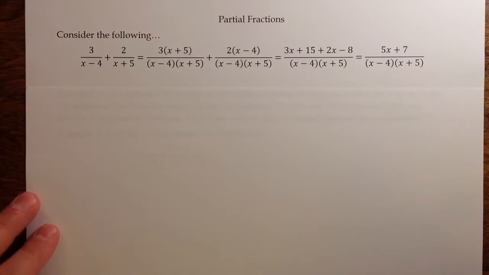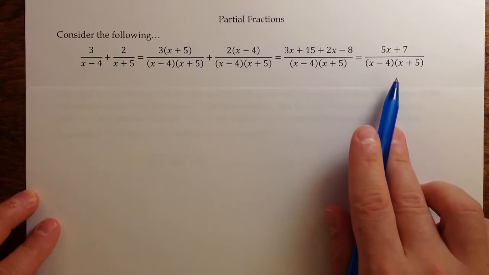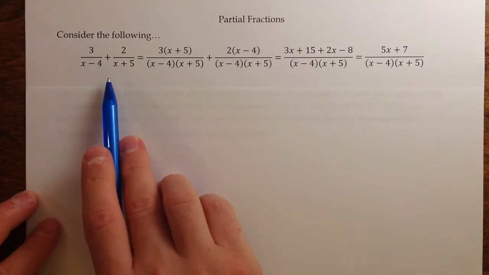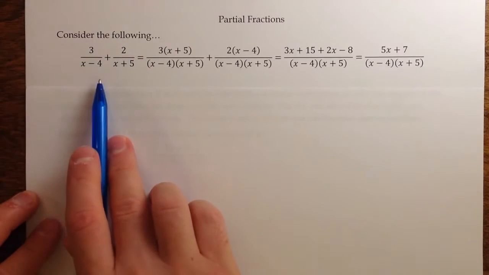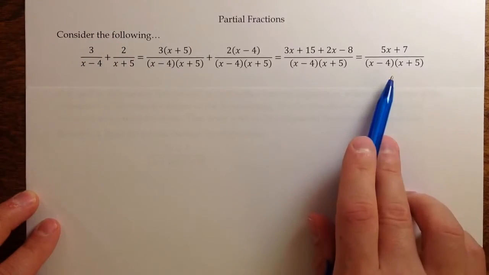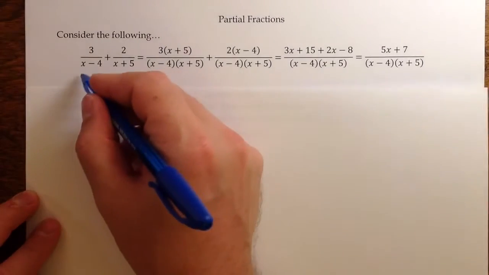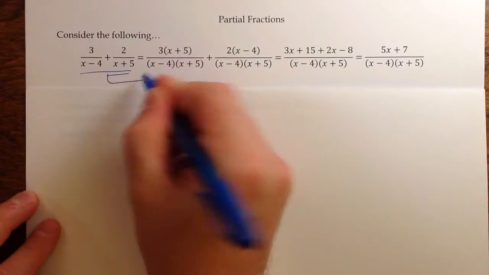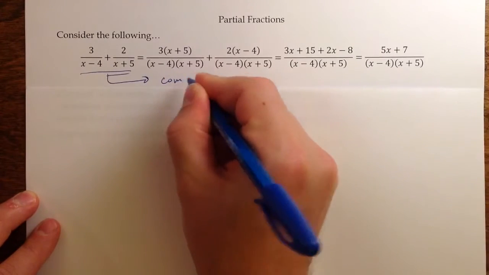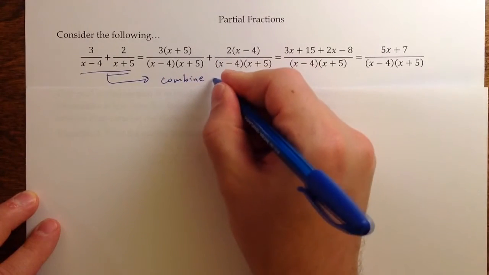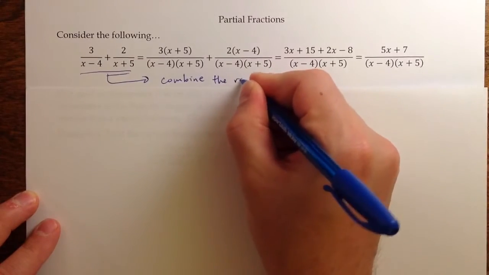Let's take a look at the process of creating a partial fraction decomposition of a rational expression. A more familiar process that you may have seen before involves combining two rational expressions to create a single rational expression. So if I have two separate fractions that are added together or subtracted, we can create a common denominator and combine the rational expressions.